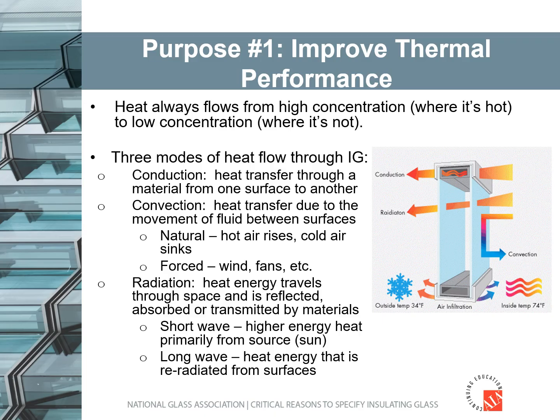All objects radiate heat in the form of short or long-wave radiation. The hotter the object, the shorter the wavelength of radiation. The sun is the major form of short-wave radiation. The long-wave radiation comes from other objects in the surroundings.